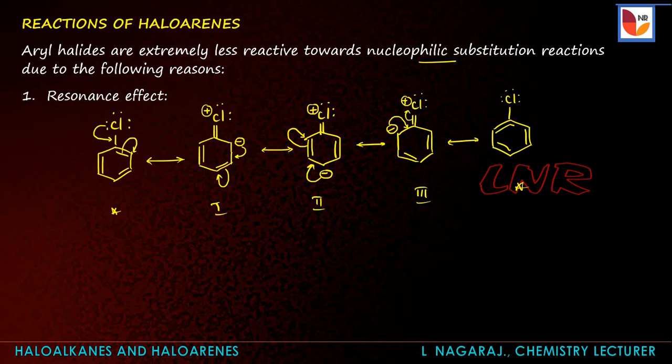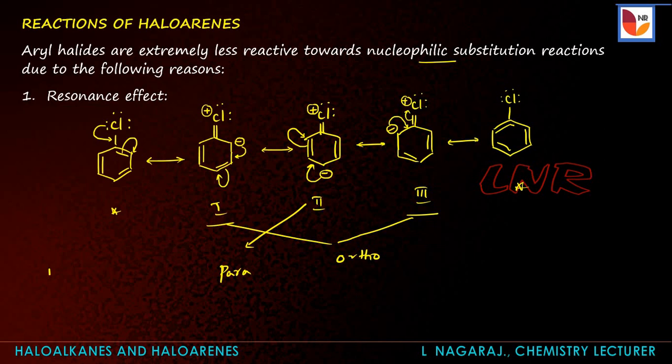That is, the first and third structures have negative charge at the ortho positions, and the second structure has negative charge at the para position. That is, the C-Cl bond acquires a partial double bond character due to the resonance. As a result, bond cleavage in haloarene is more difficult than in haloalkane.